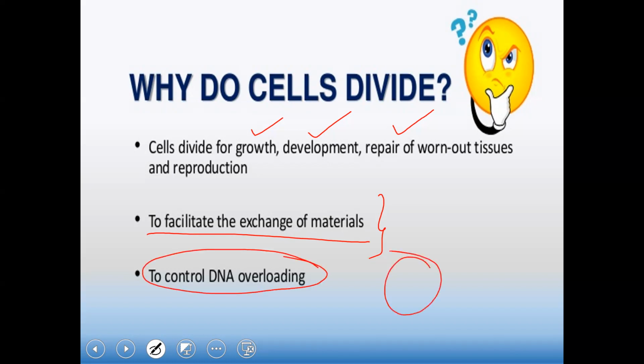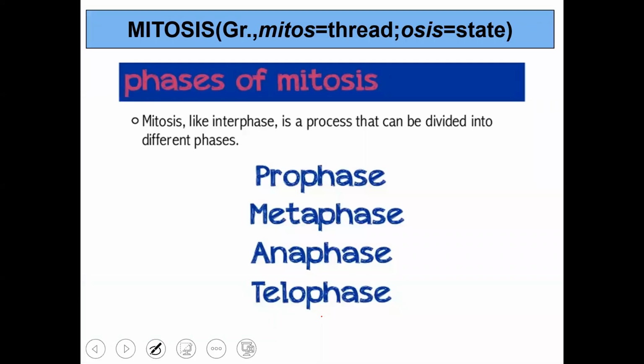Otherwise, if the cell does not divide, the DNA is going to be replicating and the organelles are going to be synthesizing more and more. The cell will obviously rupture, so there will be no continuation of progeny. So to control all these processes, including DNA overloading, the cell has to undergo cell division. All right. So coming to the phases of mitosis, we'll understand what exactly mitosis is.